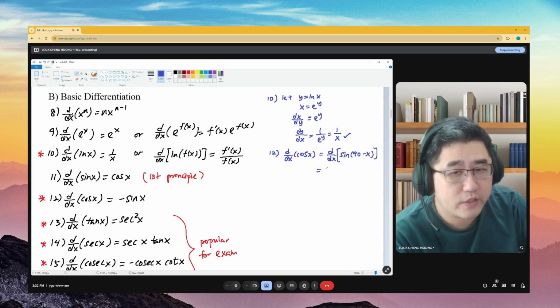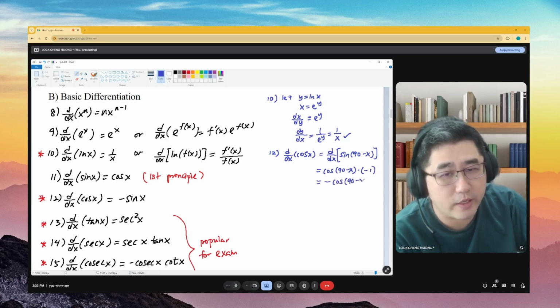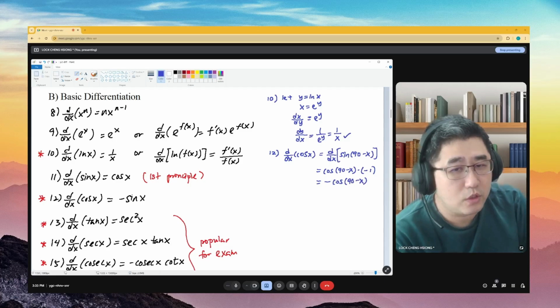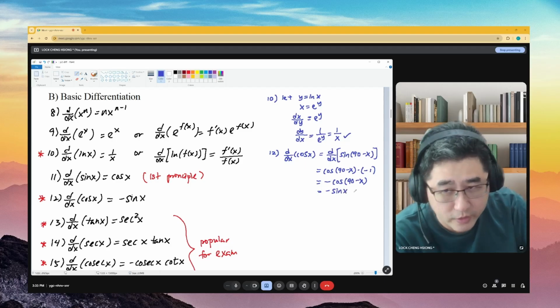The derivative of sine becomes cos. Keep the inside, multiply by the derivative of the inside, which is minus 1. Therefore, what I get is a negative of cos 90 minus x. So back to P1 again, cos of 90 minus x is sine x, so therefore you get negative sine x.